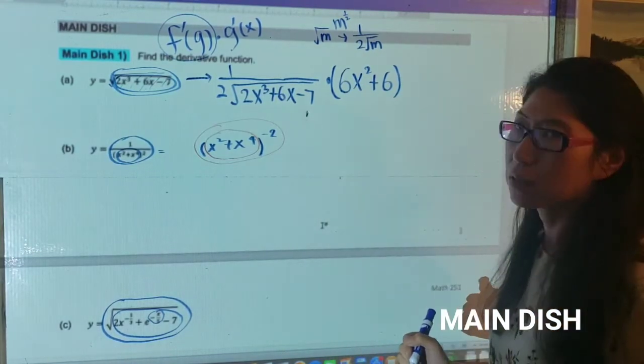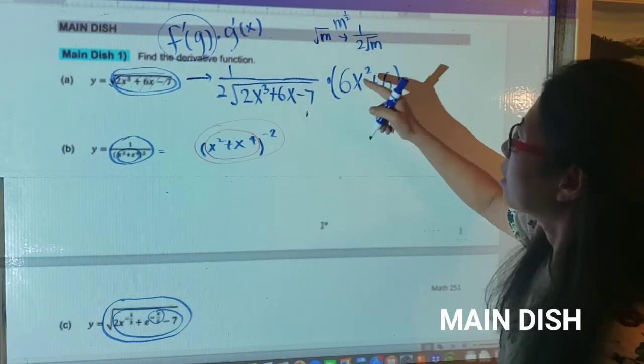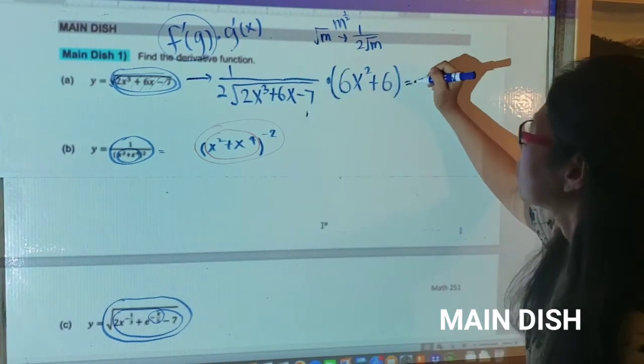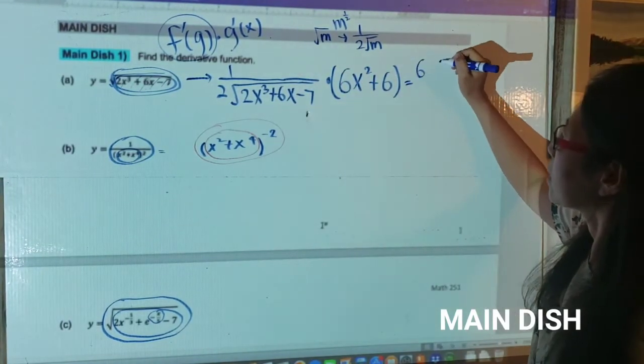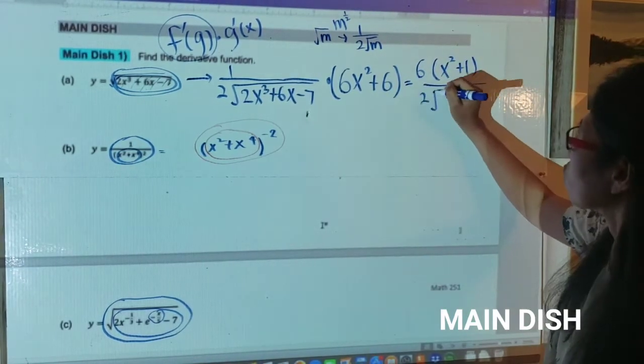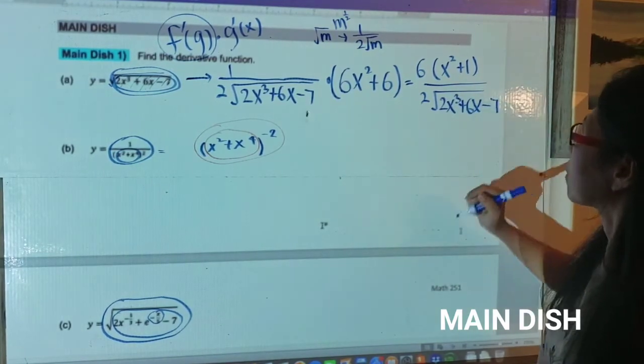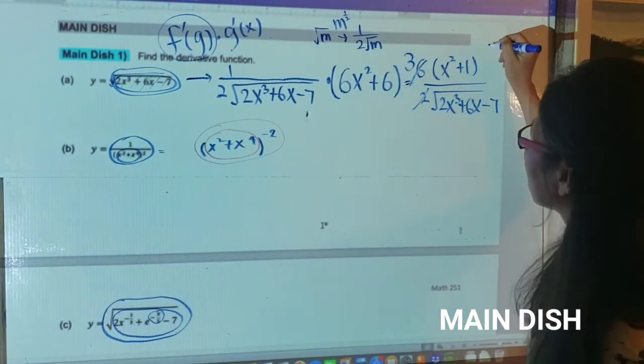Then, of course, we cannot stop here. We have to rationalize it. No, not rationalize, hopefully not. We have to organize it. So I'm going to pull out 6, and the inside has x squared plus 1 over 2 square root of 2x cubed plus 6x minus 7. So I have to reduce this one, which should be the answer.